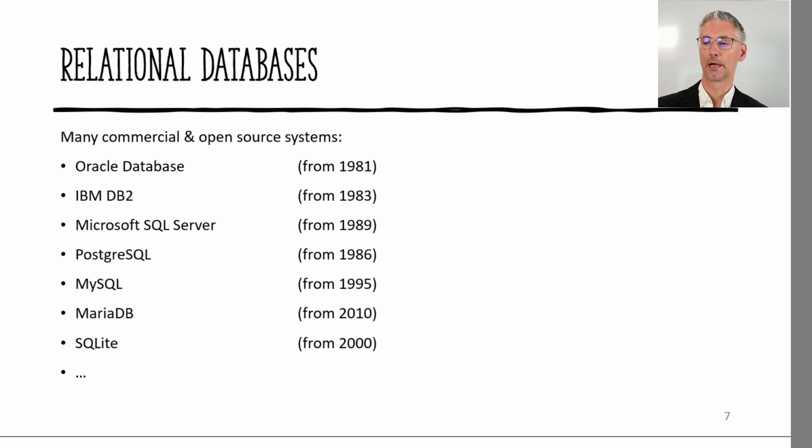So which ones are then used from the 1980s onwards? There are a number of commercial and open source databases that follow the relational model, and they're still very prevalent today. So we have, for example, the Oracle database, IBM DB2, Microsoft SQL Server, and then open source ones are, for example, PostgreSQL, MySQL, MariaDB, SQLite, and many more.